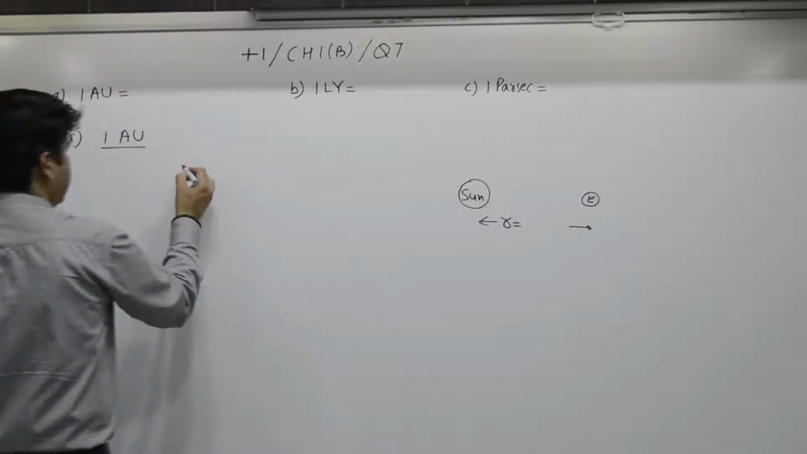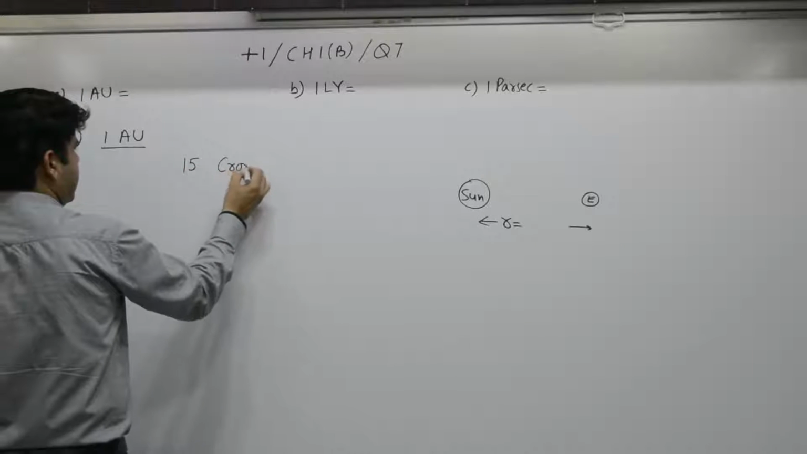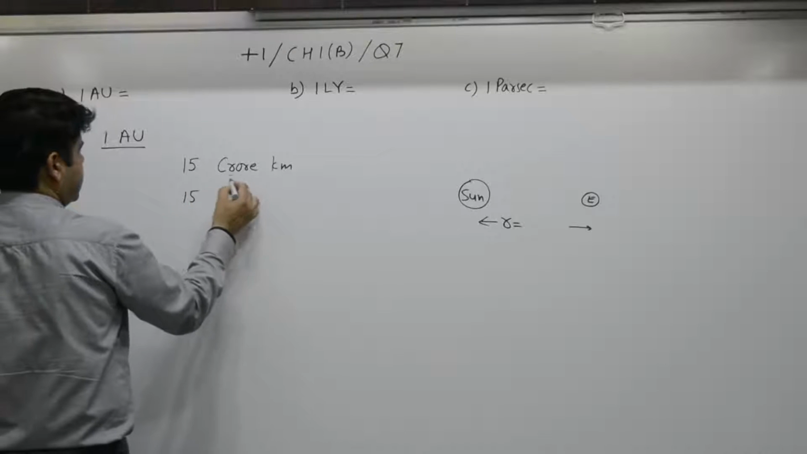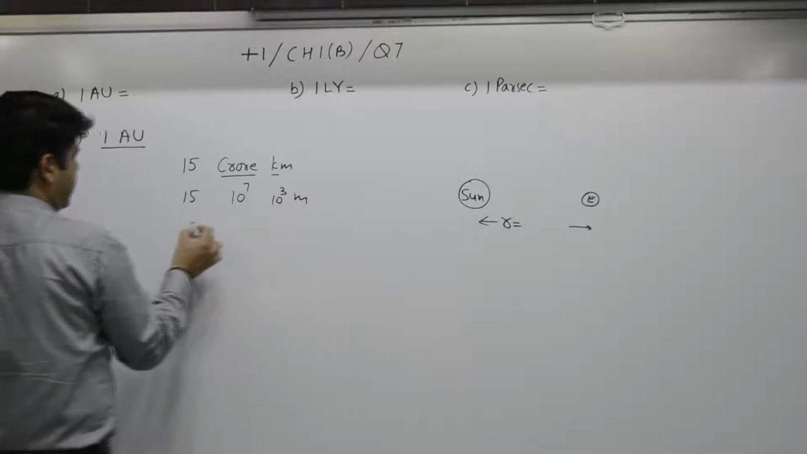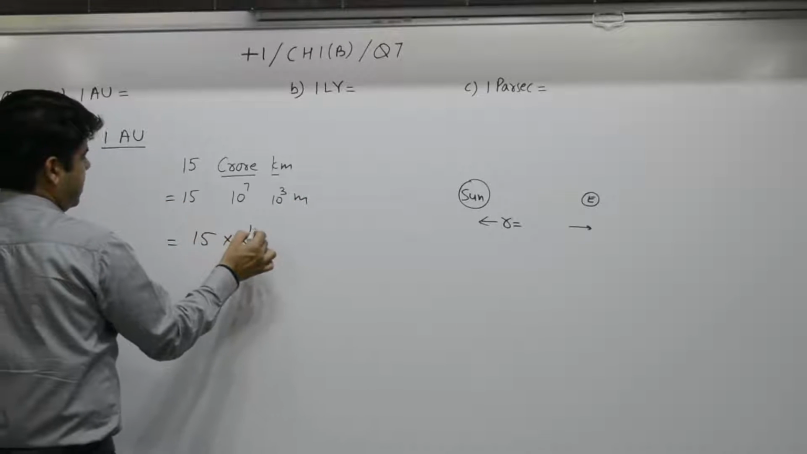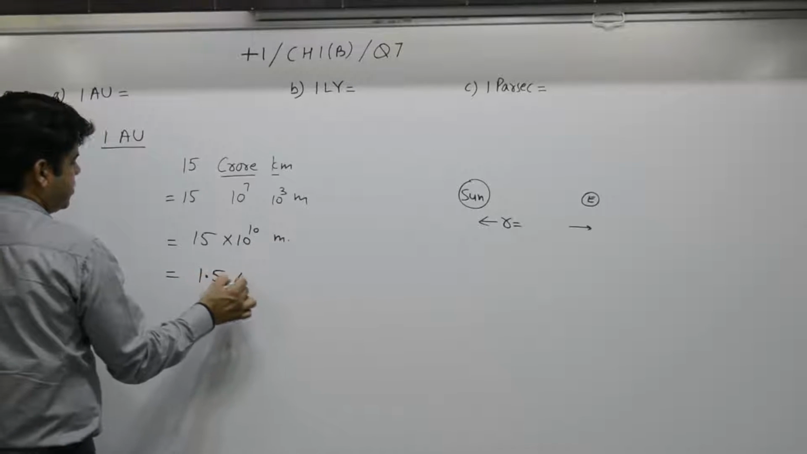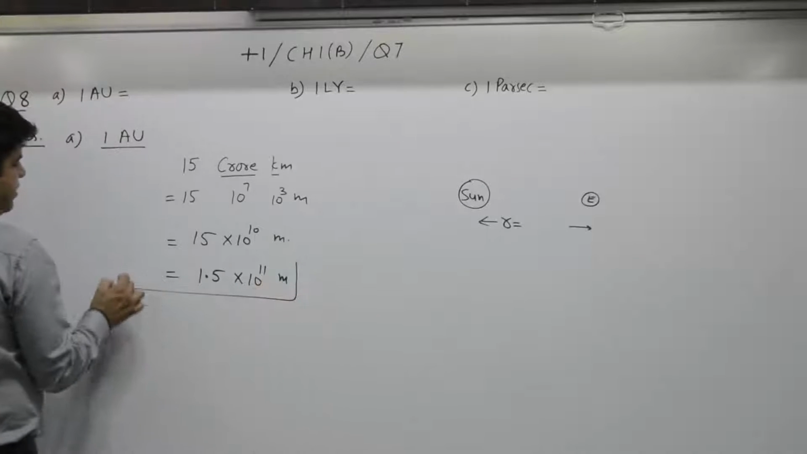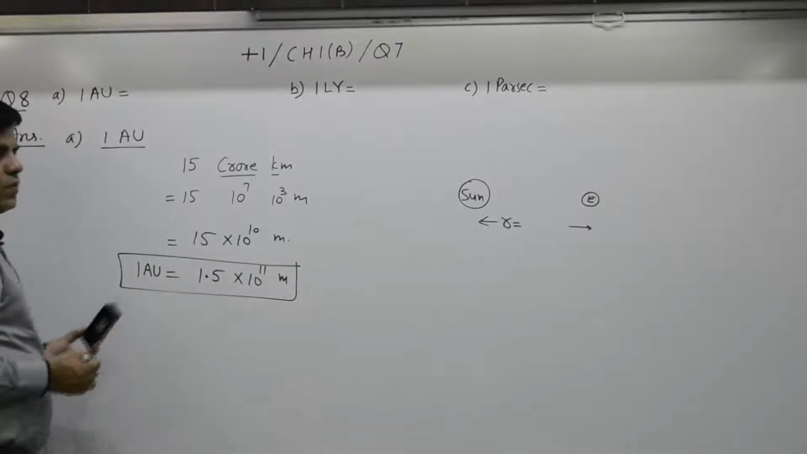This value of R is 15 crore kilometers. 15 crore is 10 to the power 7, kilo is 10 to the power 3. So what you get is 15 into 10 raised to the power 10, correction is required in the notes, 1.5 into 10 raised to the power 11. This is what we mean by the term 1 AU.